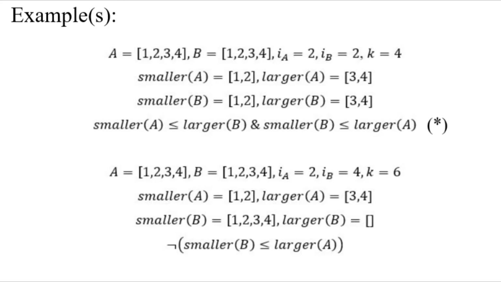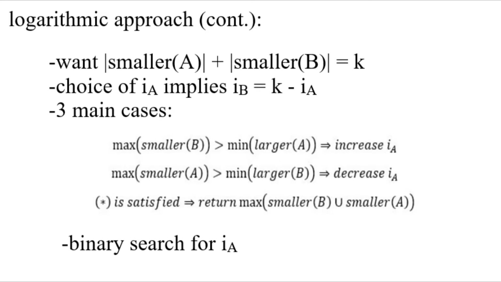For the second example, we see that smaller of B contains 4, which is greater than 3, which is located in larger of A. Therefore, this selected partition does not meet our requirements and we need to find a new partition. For reference, denote our desired property of the smaller halves as star, as annotated in the first example. Recall that we want two smaller halves such that they have a combined total of k elements. It is important to note that once we have selected a choice of partitioning index for A, our choice of partitioning index for B is fixed, as shown in the equation k minus i sub A.